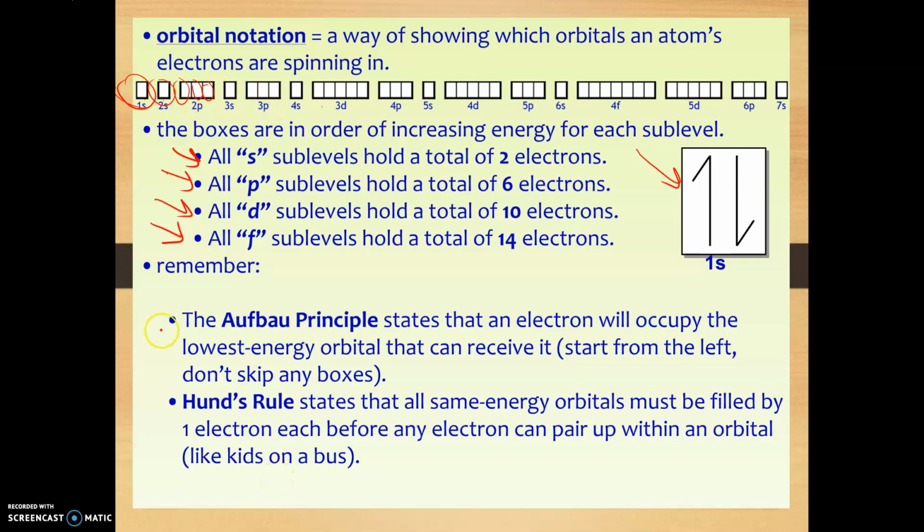Hund's rules state that all same energy orbitals must be filled by 1 electron each before any electron can pair up, okay? So which means what? Like kids on a bus, okay? When you're placing electrons, each of these are going to get individual arrows first for representing 1 electron before you start pairing them up. It's like kids on a bus. They get on a bus, they don't want to sit with anyone, they see empty seats and they want to individually fill those seats before they pair it up. That's Hund's rule. Let's look at the next slide.